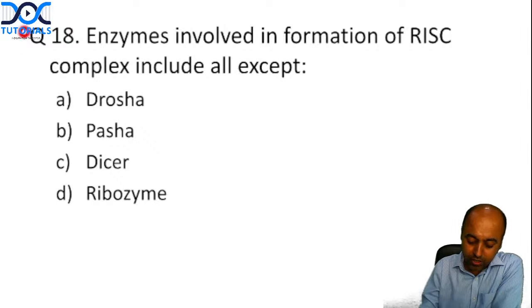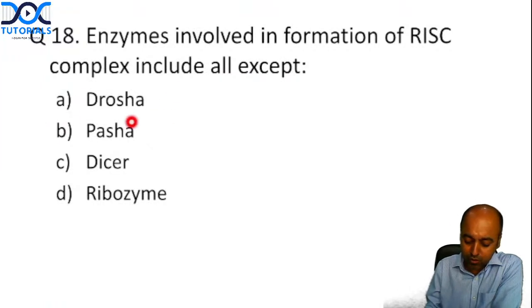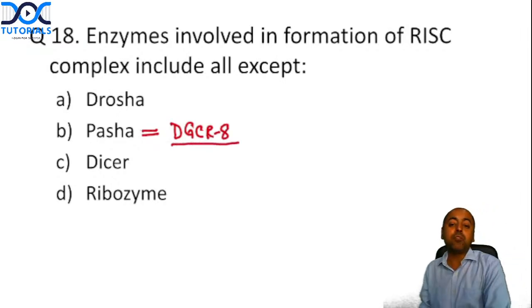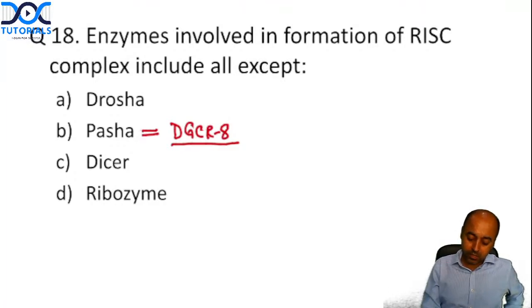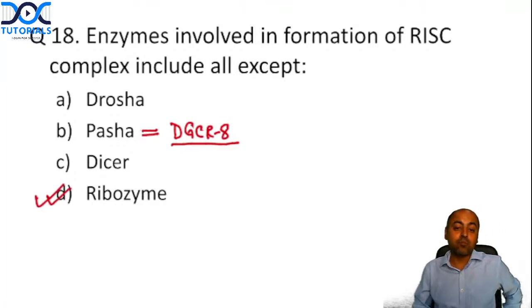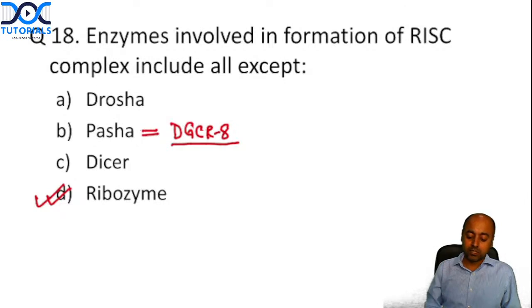Okay. Question number 18. Enzymes involved in formation of RISC complex include all of the following except; options are Drosha, Pasha, Dicer, and ribozyme. Please note, Pasha is the other name for DGCR8, which is an enzyme involved in the RISC complex formation. So here the answer should be ribozyme. Drosha, Pasha, Dicer, all are involved in the synthesis.